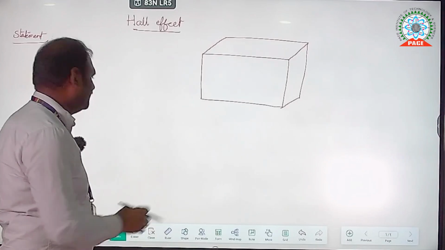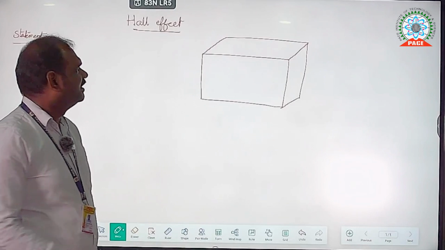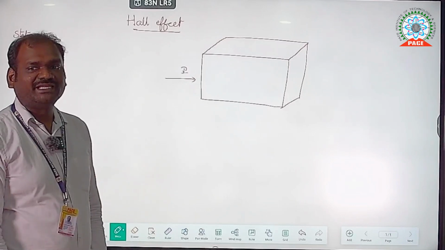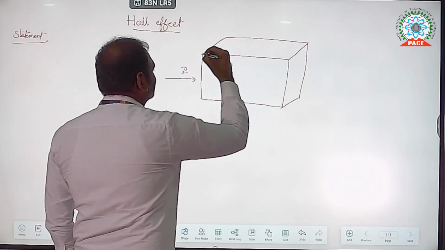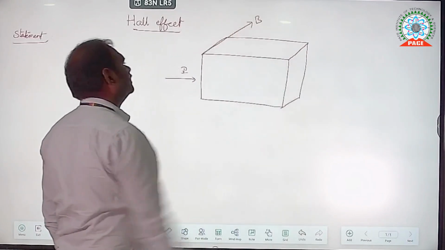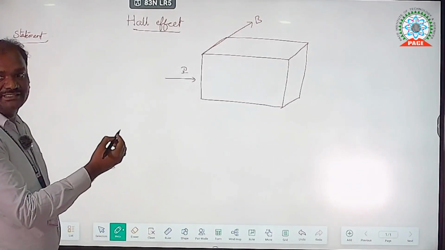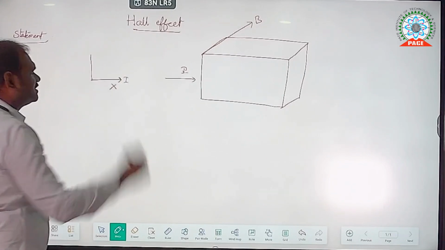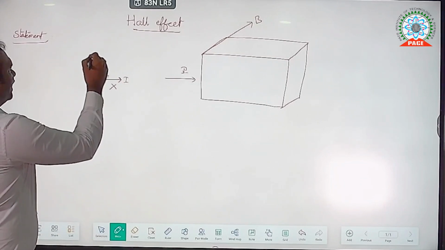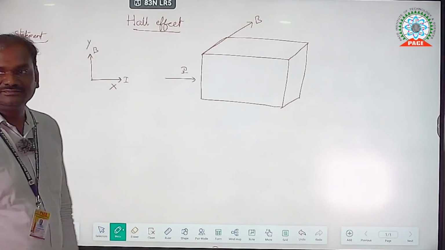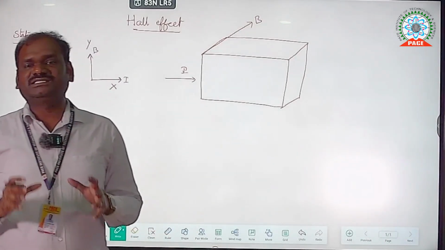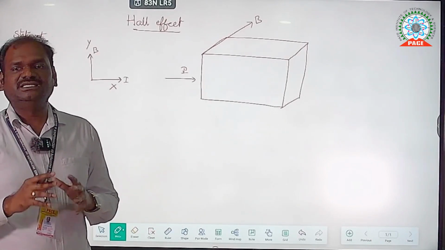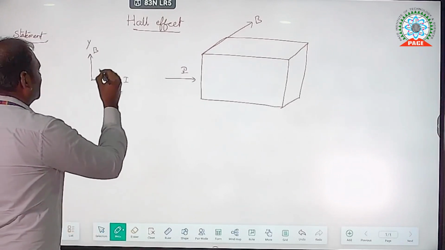That is, if this is the slab of semiconductor carrying a current I, and it is placed in the magnetic field, we can indicate the directions of current and magnetic field in this way. Suppose the current is in the x direction and the applied magnetic field is in the y direction. Then a potential difference is developed within the semiconductor, in the z direction.